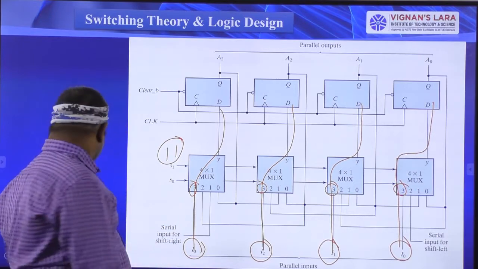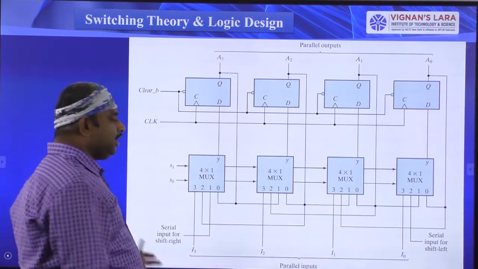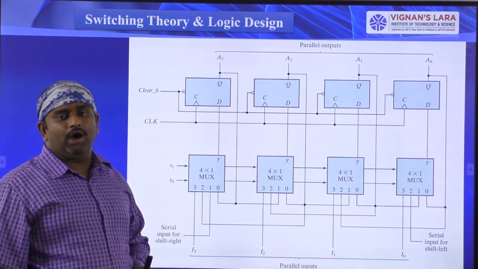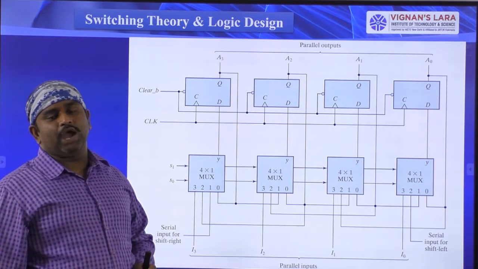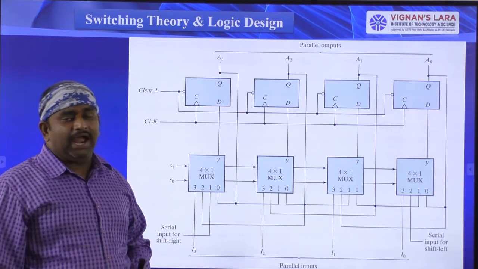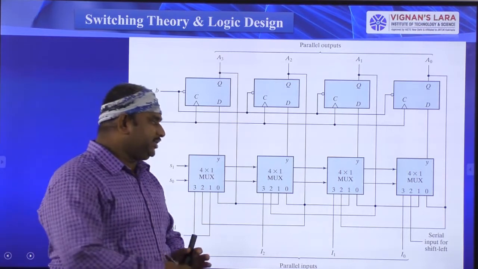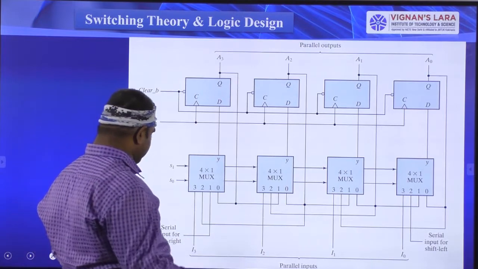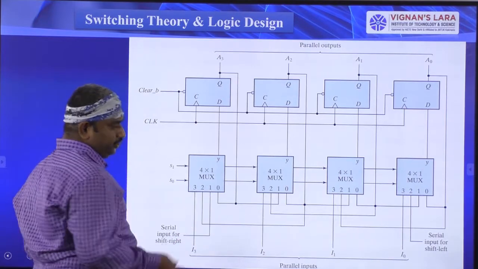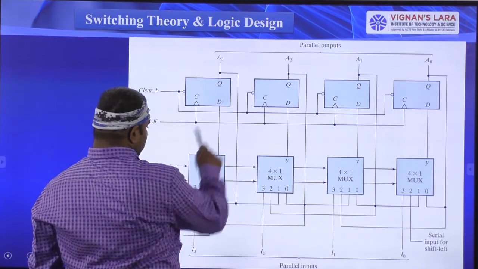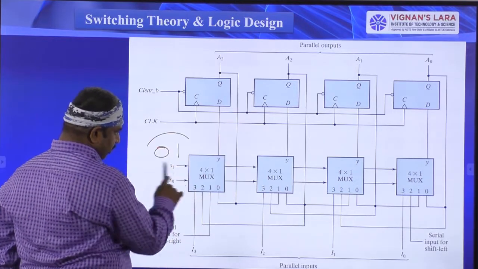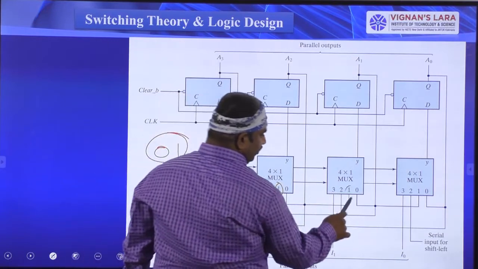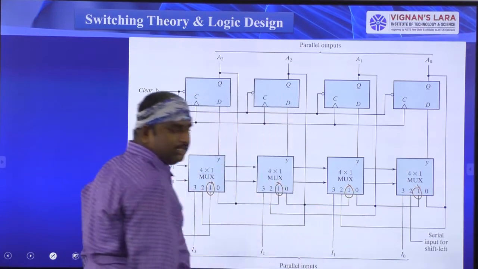Next, coming to the 0, 1 configuration. In this 0, 1 configuration, it is the shift right operation. That is, you have to give the data at the left side and this data is moving to the right side. So when you select the 0, 1 operation, the first terminal is going to be selected here.